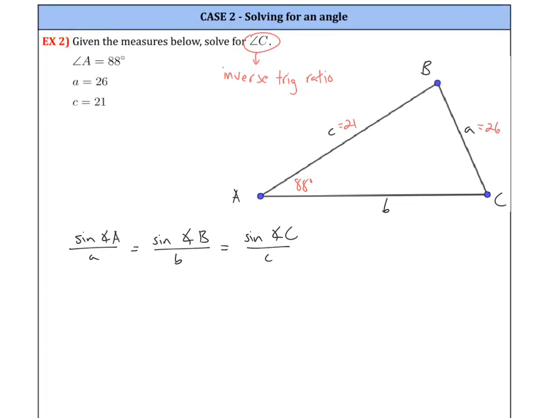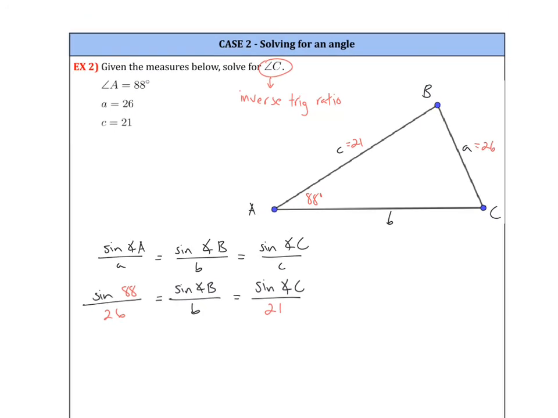Let's go ahead and substitute all of the values in. We know what angle A is, so we are taking sine of 88 degrees divided by little a. We know what that one is too. That's 26. This is equal to sine of angle B. We don't know what that is, and we don't know what little b is either. And this is equal to sine of angle C. Whoops, don't know that one either. But we do know what little c is. Little c is 21.